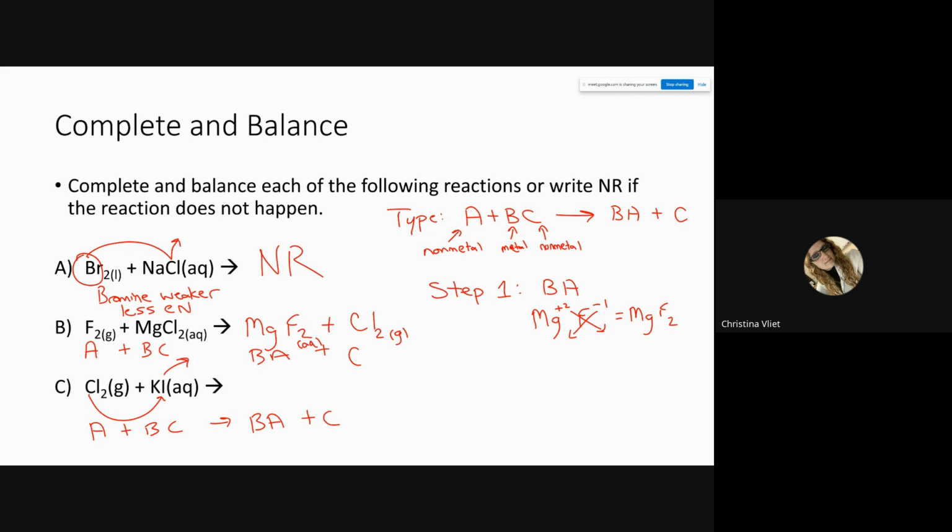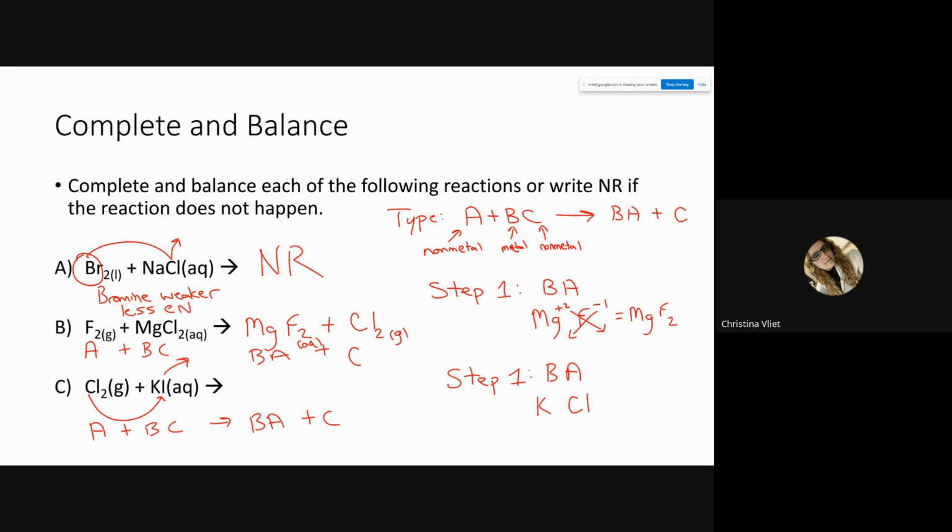So, what would my first product be here? We're putting together B with A. What elements are we putting together to form BA? Go ahead. So step one here is to figure out what is BA. What is B? Line them up. And what is A? Chlorine. So we're putting together potassium as an element with chlorine.